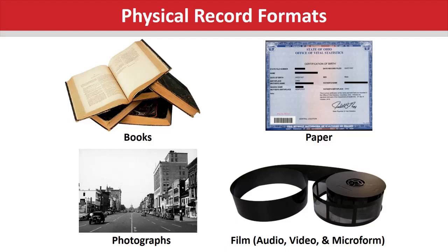Microform, on the other hand, is composed of microfilm, which is what you see on the screen here, the roll or reel, and microfiche, which are flat cards that you can put on a reader. This is a primary medium used to record vital records, newspapers, all kinds of things like that. It was one of the most popular forms of recording information in the past.